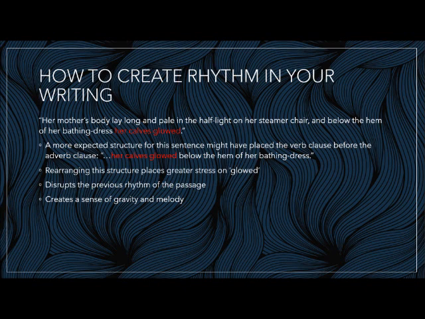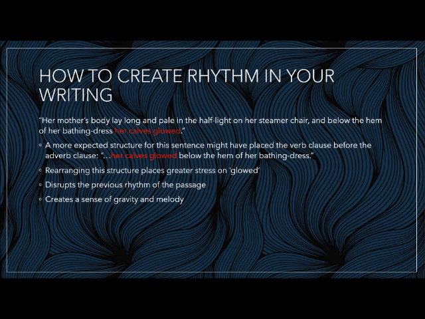For example, in this sentence, the more expected structure may have placed the verb clause before the adverb clause. Her calves glowed below the hem of her bathing dress. Deliberately rearranging this sentence guides readers to pronounce it with a very particular rhythm and place greater stress on the word glowed, enhancing this piece of imagery and bringing variation and a sense of gravity into the melodious rhythm of the passage.